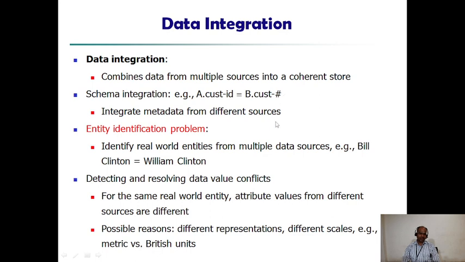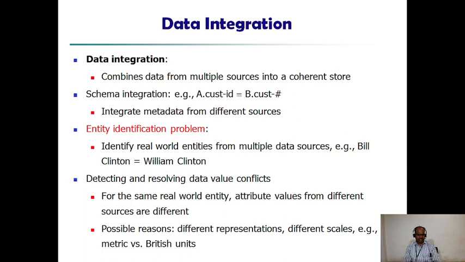So integrate metadata from different sources. We have the entity identification problem: identify real world entities from multiple sources. Example, Bill Clinton. In one database it is written as Bill Clinton, in another database it is written as William Clinton. So we need to identify the real world entities, and after that we need to detect and resolve data value conflicts. For the same real world entity, attribute values from different sources may be different.